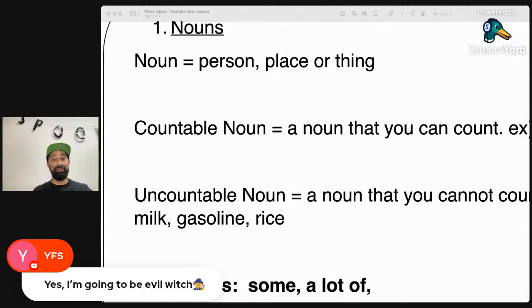And the answer is no. You can't count this. It's a liquid. You are unable to count that liquid. So in that situation, we would say that it is uncountable. You are unable to count it.